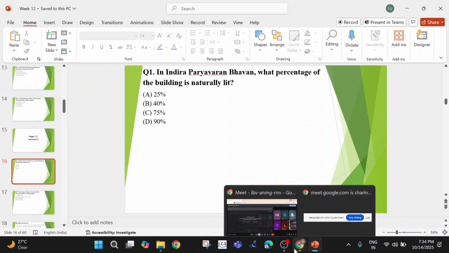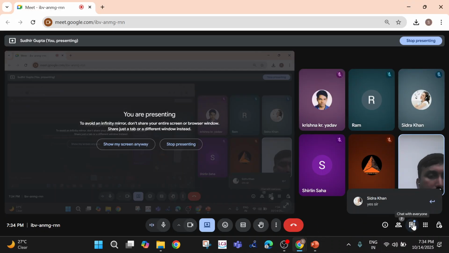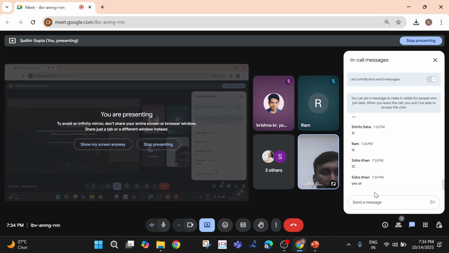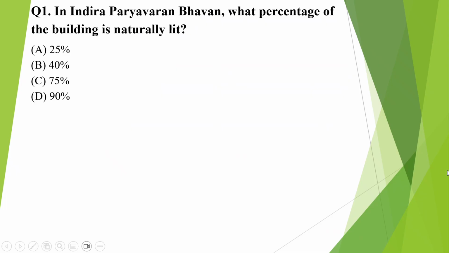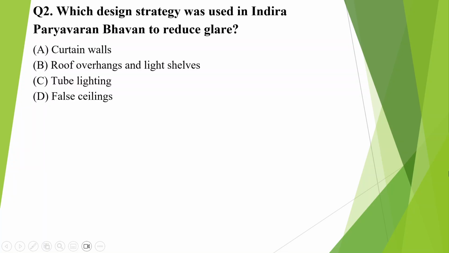Okay, so the problem solving session is for the same thing, that whatever you know you can revise, and whatever you don't know you can learn and correct yourself. So it's good to see that now you have corrected yourself, and others also got to know. So let us revise the things and solve the next question. The second question is asking you all which design strategy was used in Indira Paryavaran Bhavan to reduce glare, out of the 4 options.